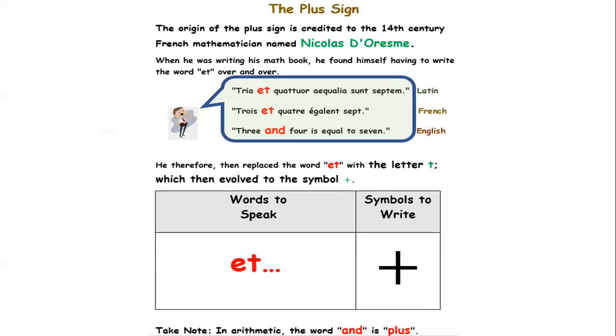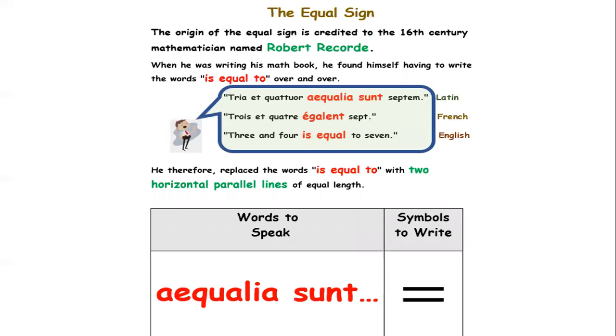And here's a repetition of what we did earlier on. So let's move on to the equal sign now. The origin of the equal sign is credited to the 16th century mathematician named Robert Recorde. When he was writing his math book, he found himself having to write the words is equal to over and over.